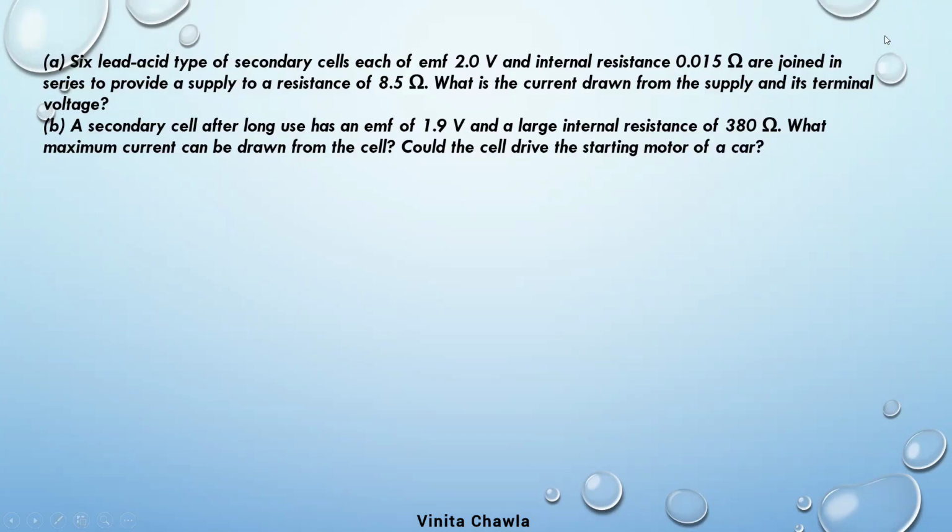Next question we have here is 6 lead acid type of secondary cells, each of EMF 2 volt and internal resistance 0.015 ohm are joined in series to provide a supply to a resistance of 8.5 ohm. What is the current drawn from the supply and its terminal voltage? This is part A of this question. In part B, we have a secondary cell after long use has an EMF of 1.9 volt and a large internal resistance of 380 ohm. What maximum current can be drawn from the cell? Could the cell drive the starting motor of a car? These are the two parts of the question.